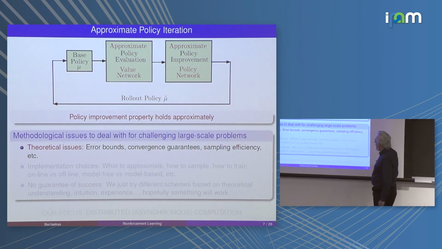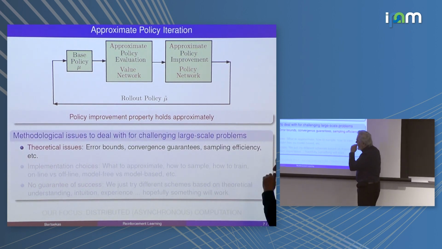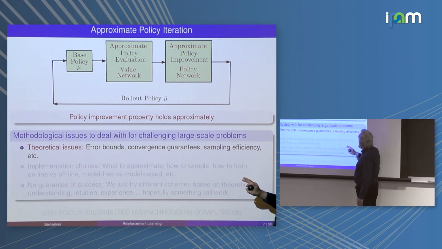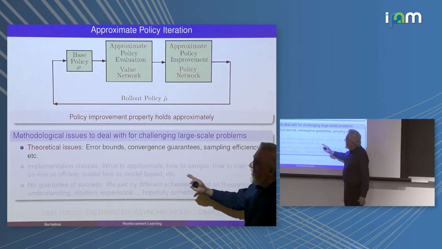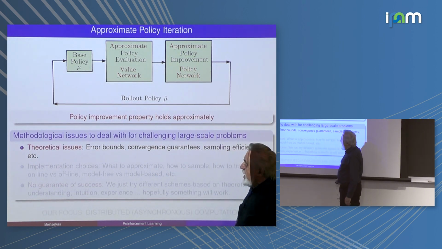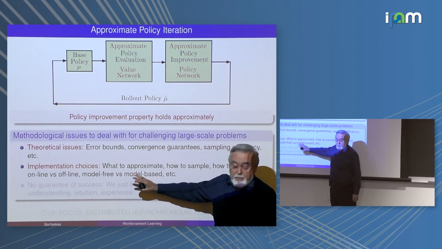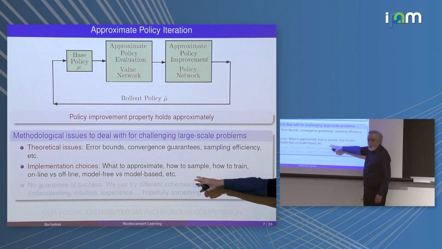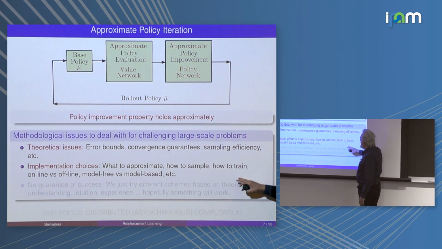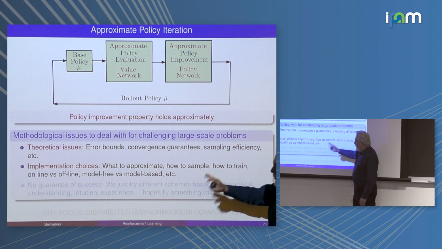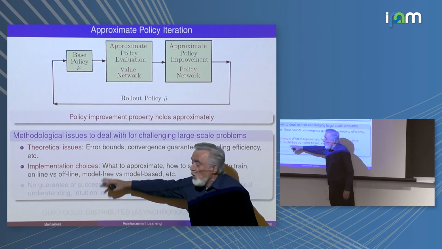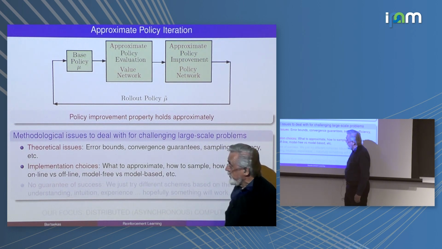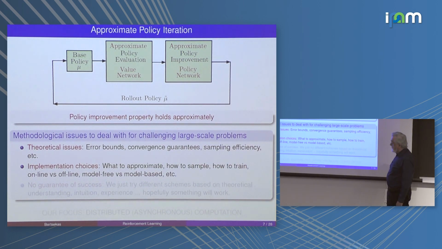And there are a number of methodological issues to deal with here. The theoretical issues are error bounds, convergence guarantees, sampling efficiency. There are quite a few issues, and there are also very, very daunting implementation choices. What to approximate, how to sample, how to explore the space, how to train, implementations online versus offline, model-free implementations versus model-based, and so on.